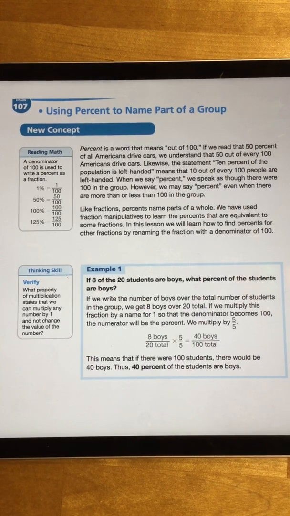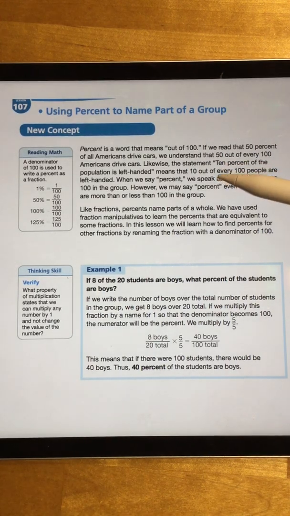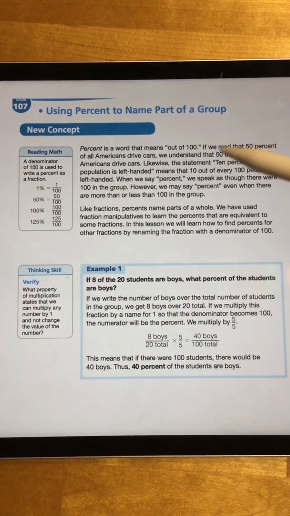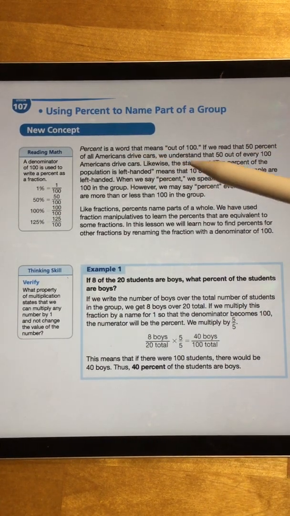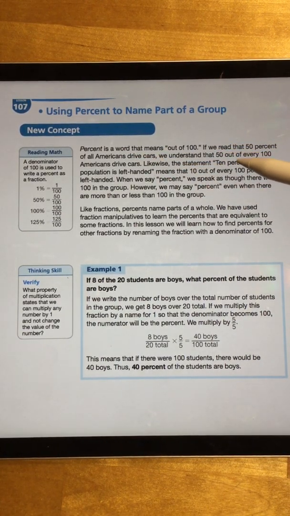All right, today we are talking about percents. We are using percents to name part of a group. So a percent is a word that means out of 100. If you read that 50% of all Americans drive cars, we understand that 50 out of 100 Americans drive cars. Likewise, the statement 10% of the population is left-handed means that 10 out of 100 people are left-handed.